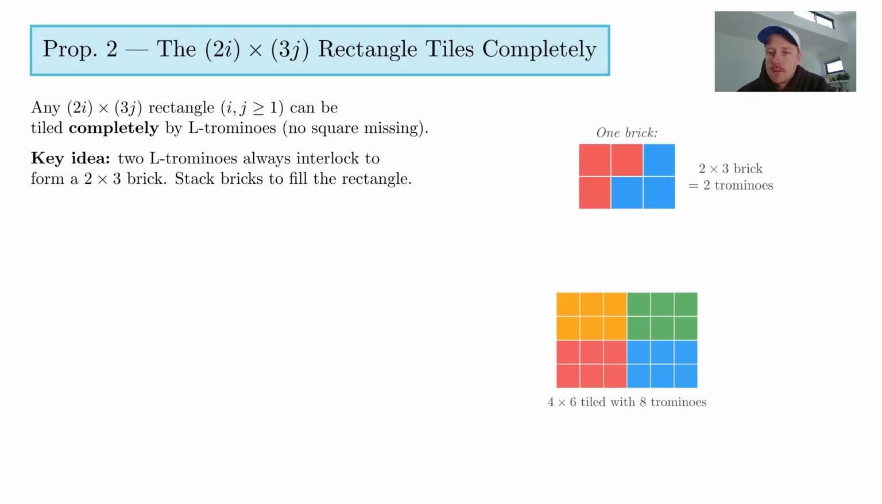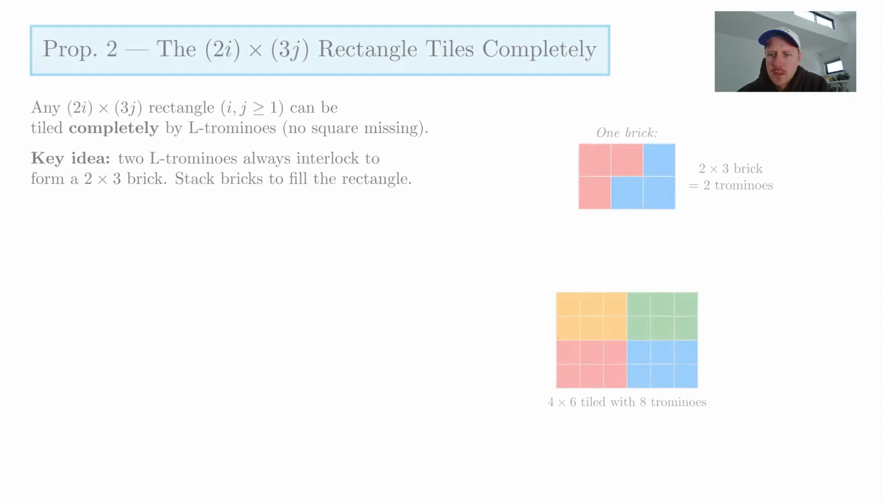So it's not that it's deficient. Deficient would mean it's missing one square. It can be tiled completely. And so that's proposition 2, which will be useful in a moment.